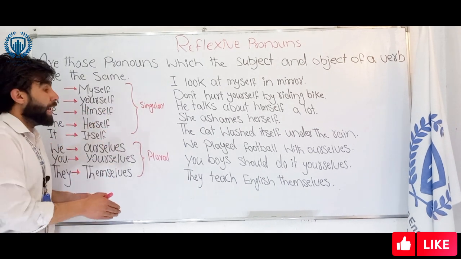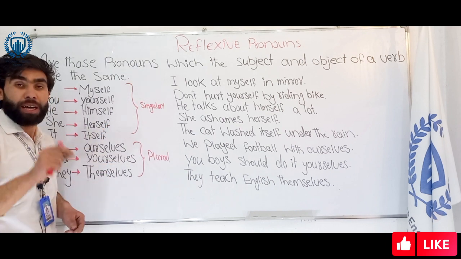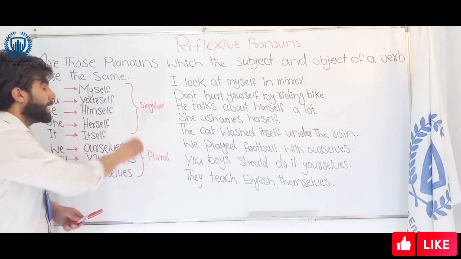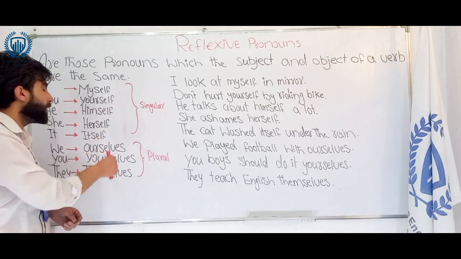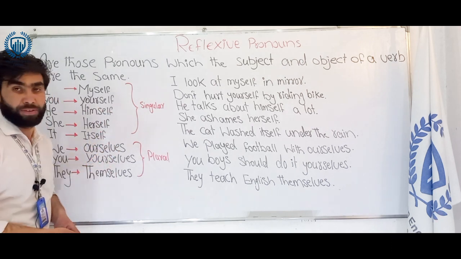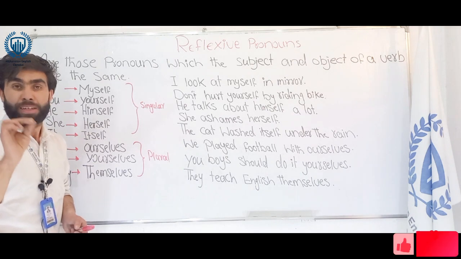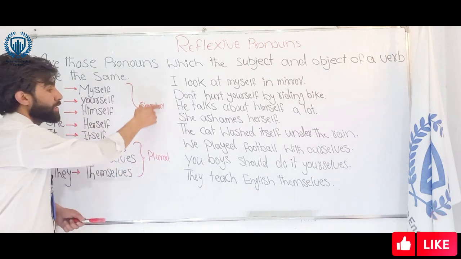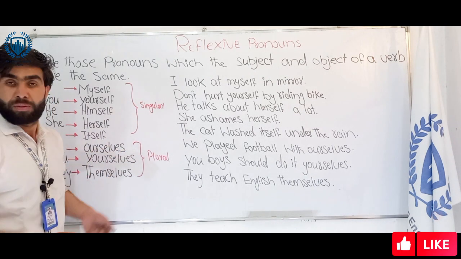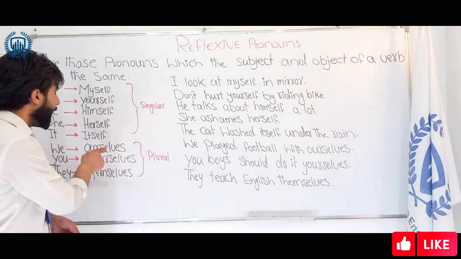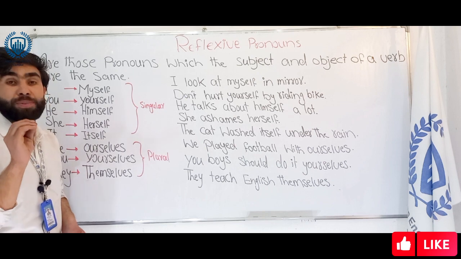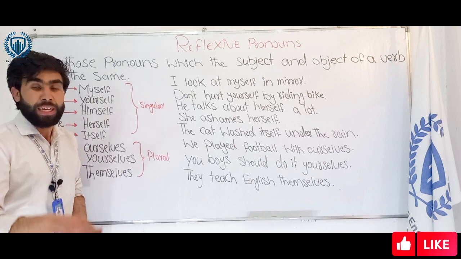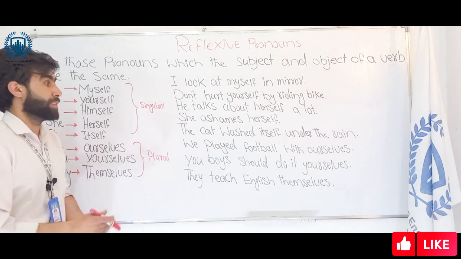And then here I have written and I divided in two parts. Myself, yourself, himself, herself and itself: these are the singular reflexive pronouns. یا ضمایر انعکاسی مفرد هستند. And ourselves, yourselves and themselves: these are the plural reflexive pronouns. اینا ضمایر انعکاسی جمع هستند.